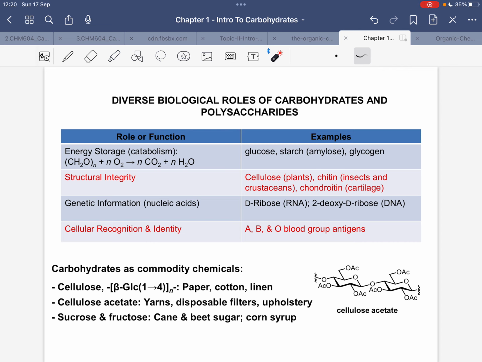And chitin, of course, chitin is an exoskeleton present in crustaceans like shrimp, crabs, and the rest, and some similar kinds of animals like lobsters, and also chondroitin. Okay, it is found in cartilage. So of course, carbohydrates are part of genetic information.